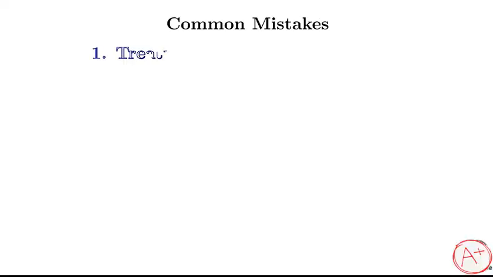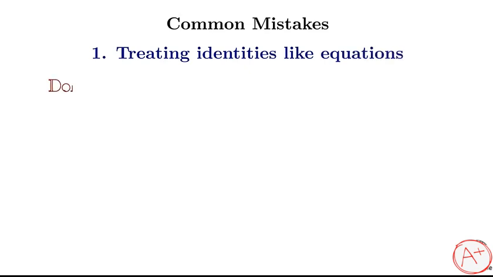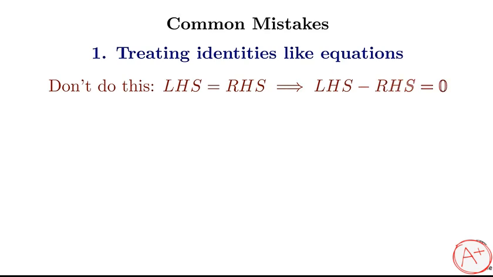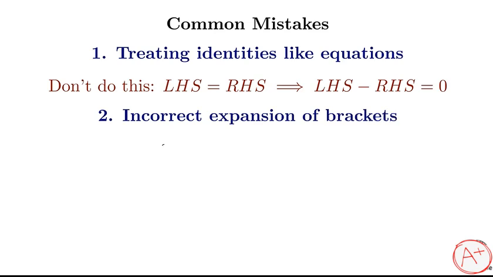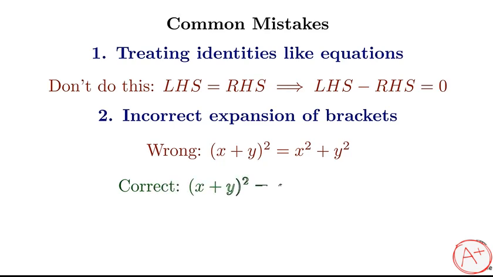The most frequent error is moving terms across the equal sign. Remember, in a formal proof, you must not balance the sides. You are transforming one expression into another, not solving for a variable. Many students write x plus y squared as x squared plus y squared. This misses the middle term. Always expand carefully. X plus y times x plus y gives x squared plus 2xy plus y squared.